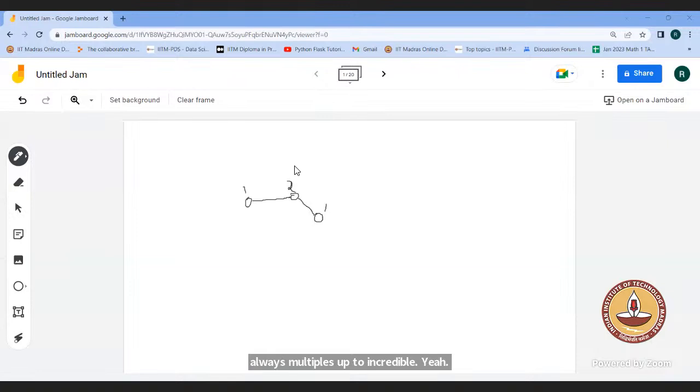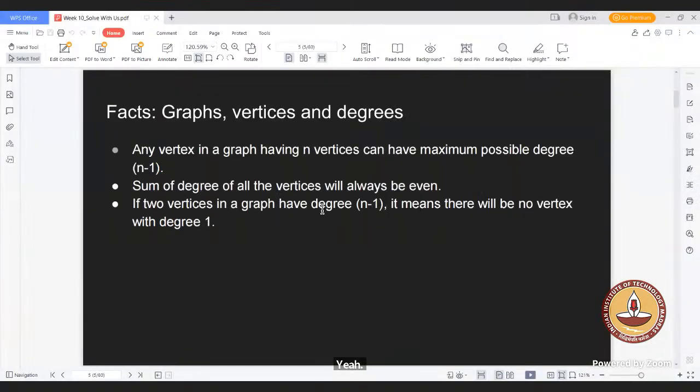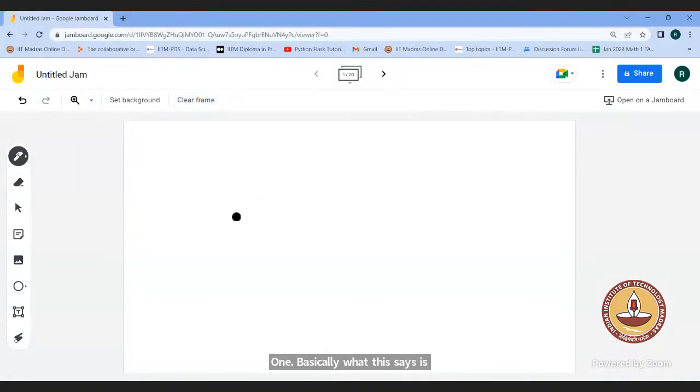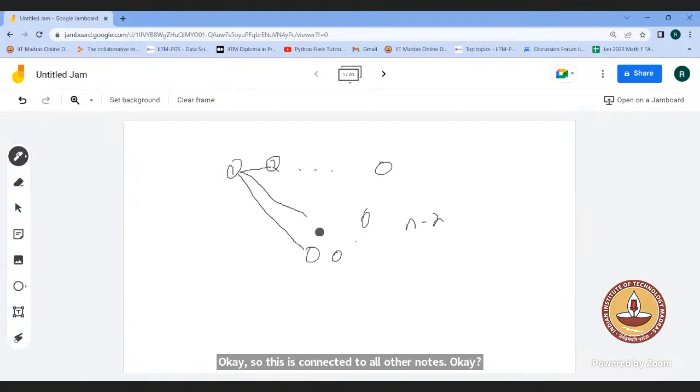And the third point states that if two vertices in a graph have degree n minus 1, it means that there will be no vertex with degree 1. So basically what this says is, suppose let's take this is 1 and this is 2 and there are other nodes here. So there will be n minus 2 nodes. So this is connected to all other nodes, because it has degree n minus 1, right?